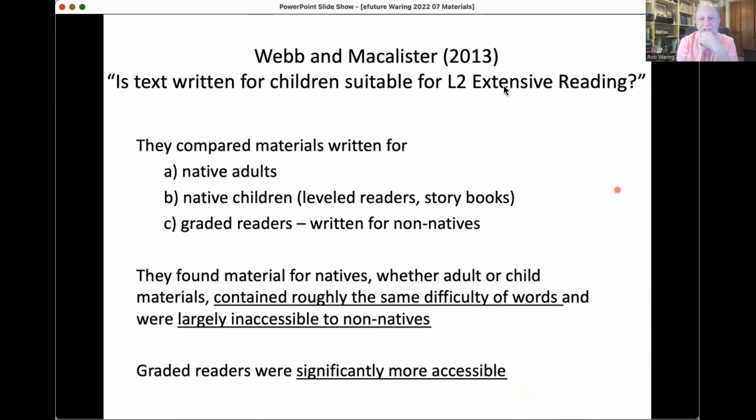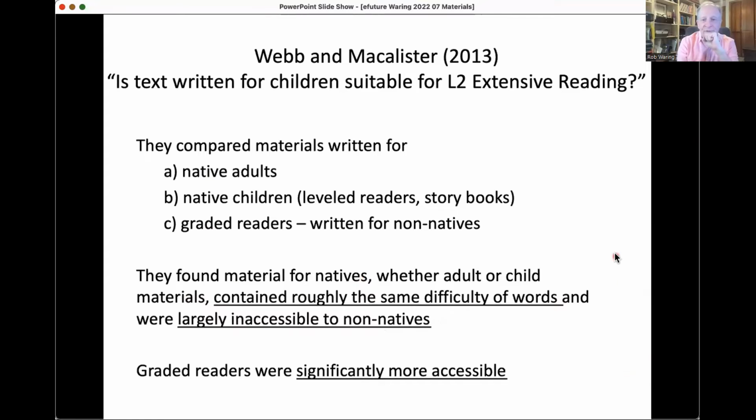So Webb and McAllister researched whether text written for children is suitable for L2 extensive reading. They compared native adult materials, native children materials, and graded readers. And they found that material written for natives or materials written for children, natives, contain roughly the same difficulty of words. That is, books by, say, Dan Brown are equally as difficult as The Hungry Caterpillar in terms of vocabulary, and were largely inaccessible to non-natives. They found that the graded readers were significantly more accessible.